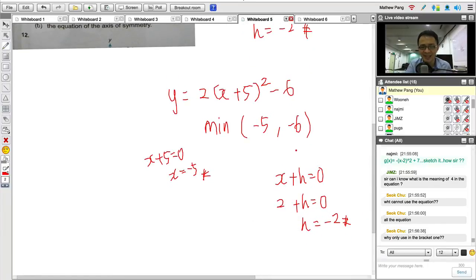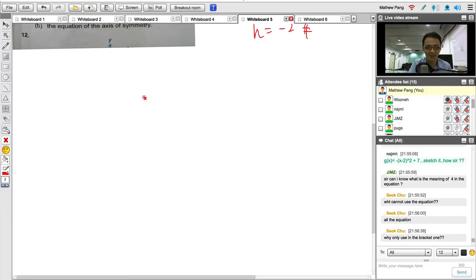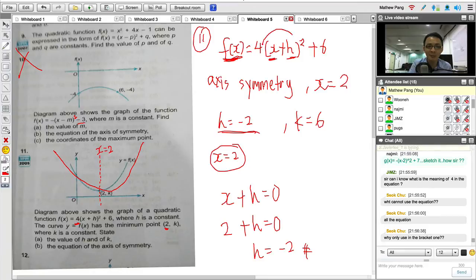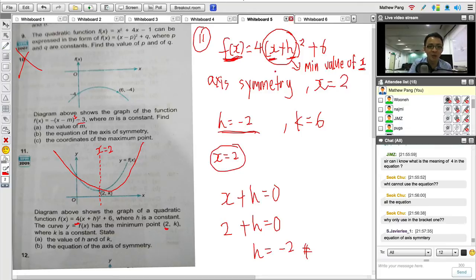And then I'll reply to the question Nazmi asked me about sketching the graph. Okay, let's see. But before that, why only use the bracket one? Whatever is inside the bracket is for you to find the minimum value of x. Minimum or maximum depends on the graph. To find the minimum value of x, we use whatever is inside the bracket. If you want to find the y value, we take the thing outside the bracket, which is here 6.